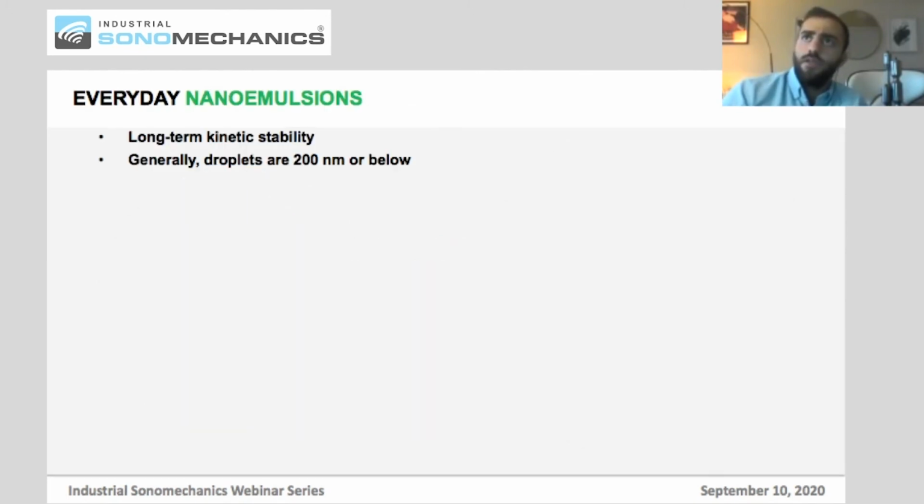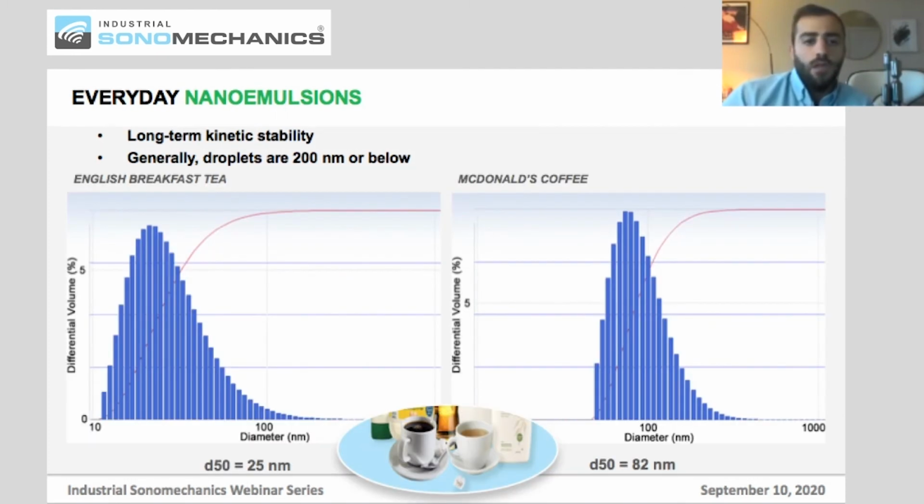Now, nanoemulsions are distinct from emulsions in that they exhibit long-term kinetic stability, which allows them to last in their dispersed phase for much longer periods of time, on the order of years or even longer. And generally, the dispersed phase droplets are below 200 nanometers in diameter.